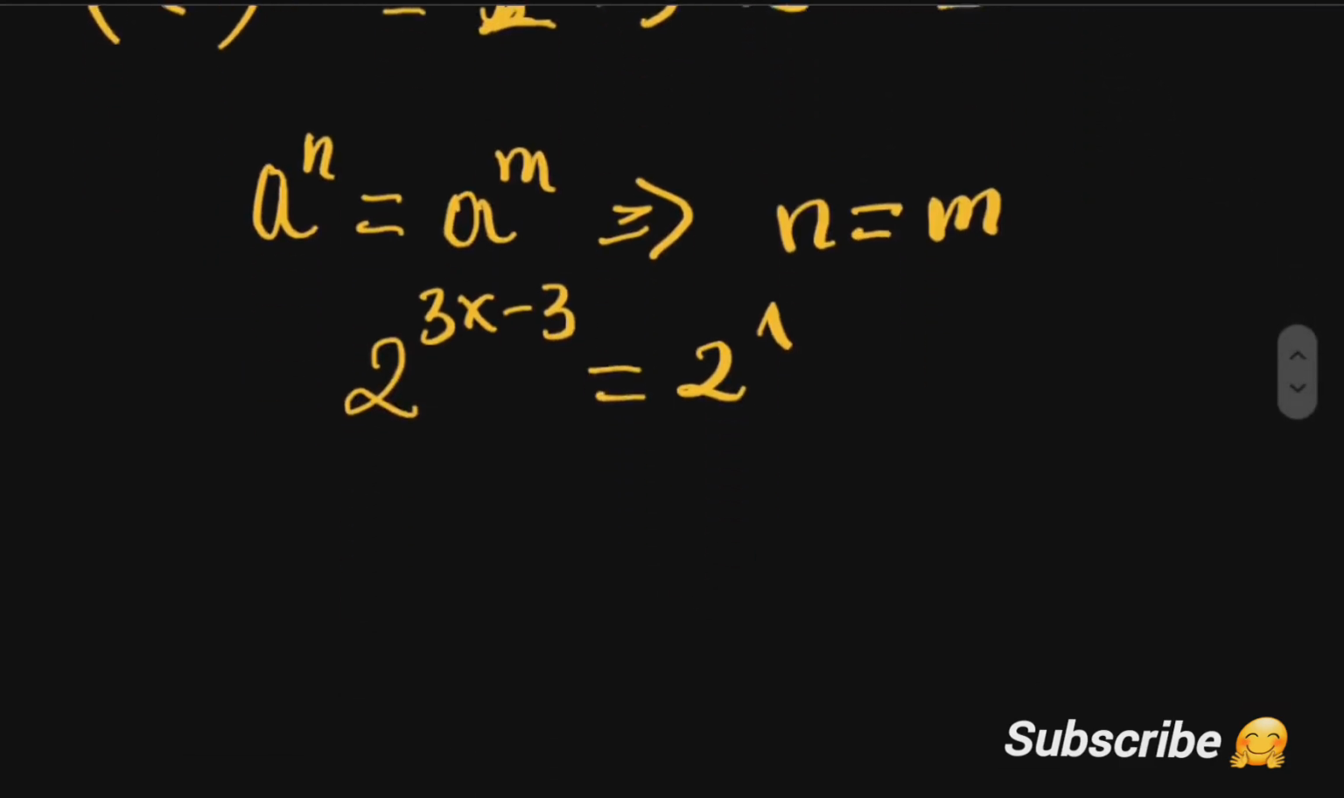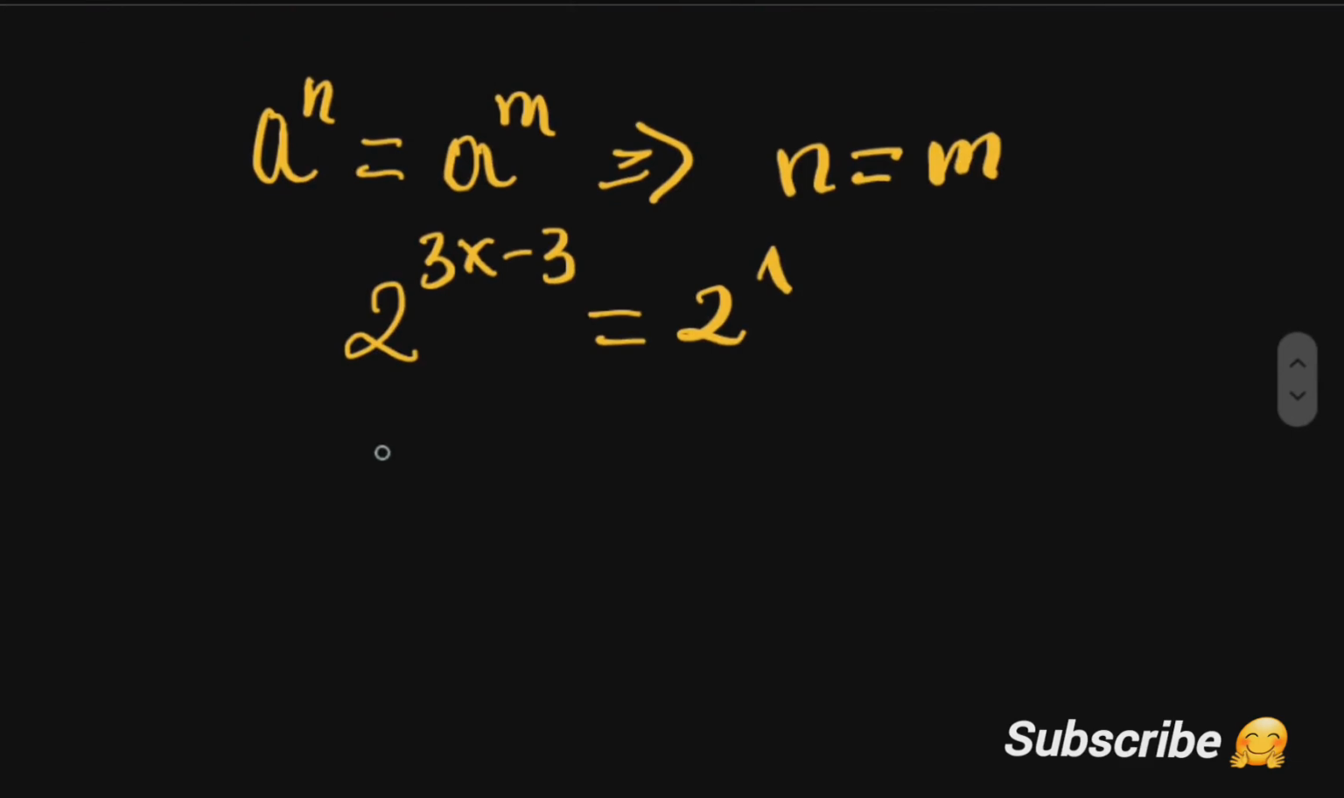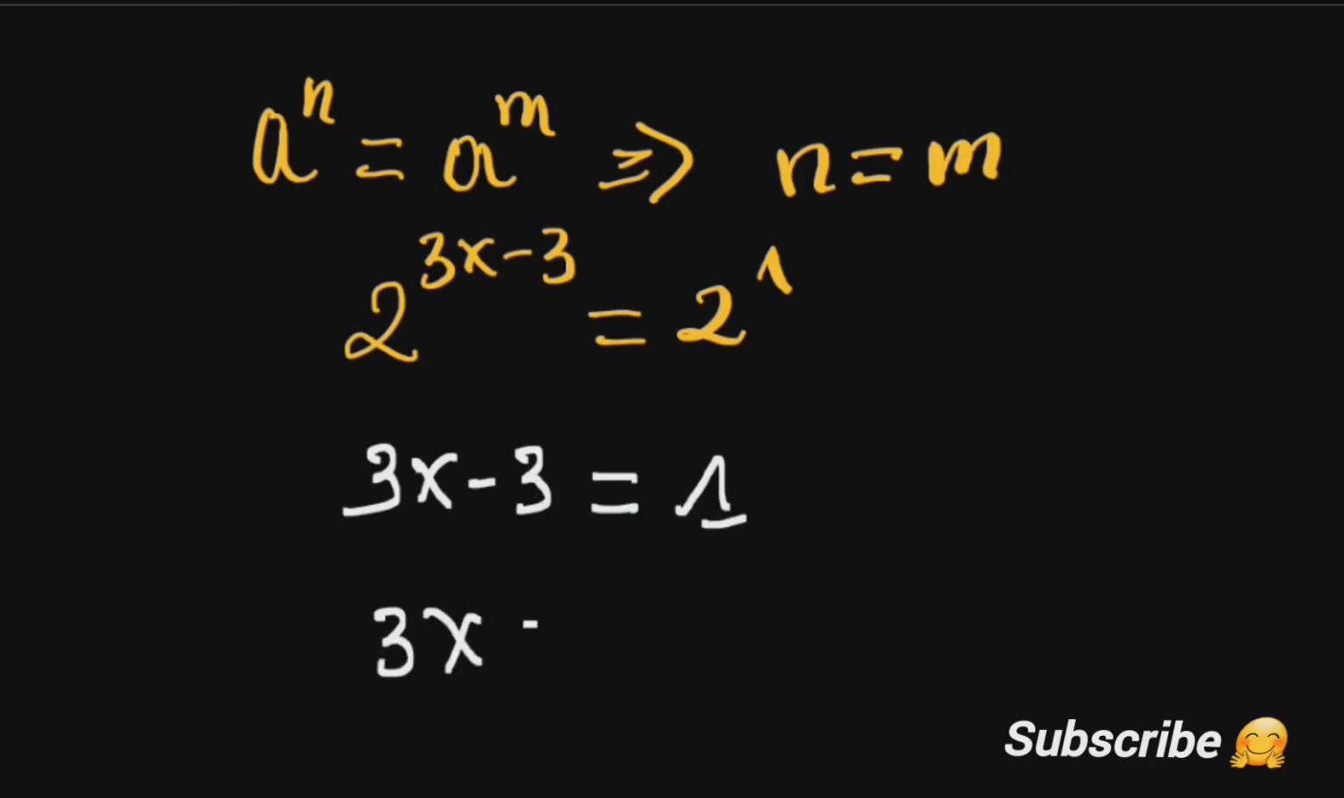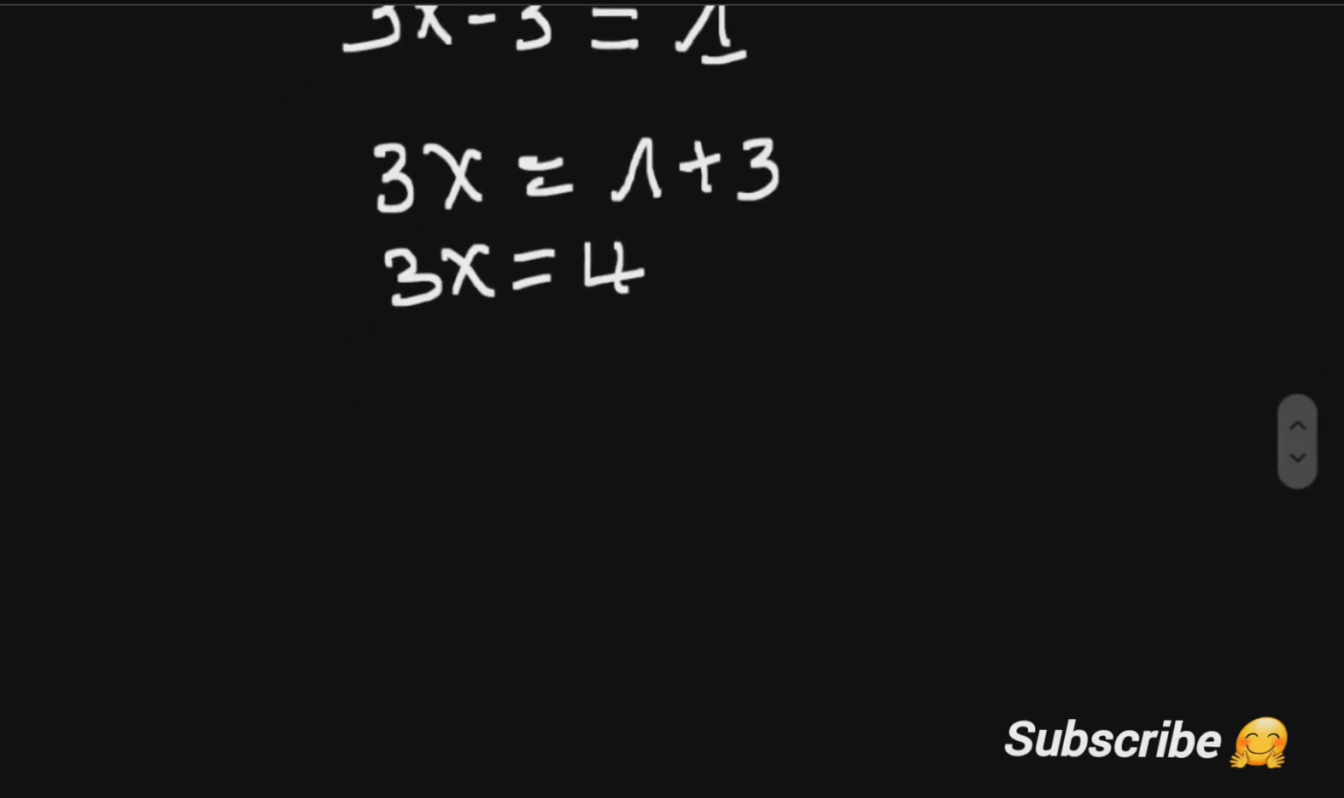Using this formula, we have 3x minus 3 will be equal to 1. So 3x will be equal to 1 plus 3. That is 3x will be equal to 4 and x will be equal to 4 divided by 3.